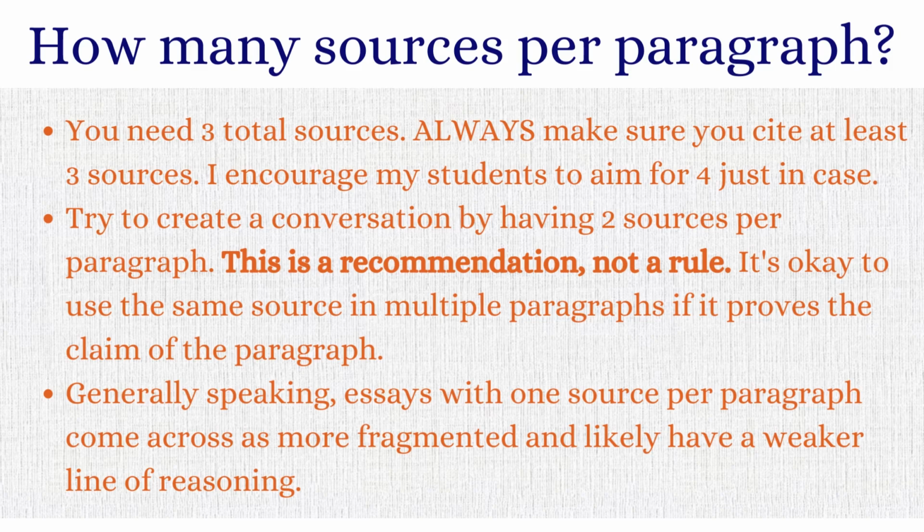So, one question for the synthesis essay that I receive quite often is how many sources am I supposed to include in each paragraph? For a synthesis essay, you need to cite 3 total sources throughout your essay. So, if for whatever reason you are running out of time and you only have cited 2 sources, make sure you get a third source in there. For my own students, I usually encourage them to try to include 4 sources just in case they forget to cite one or something happens. But again, that's a recommendation, not a rule.